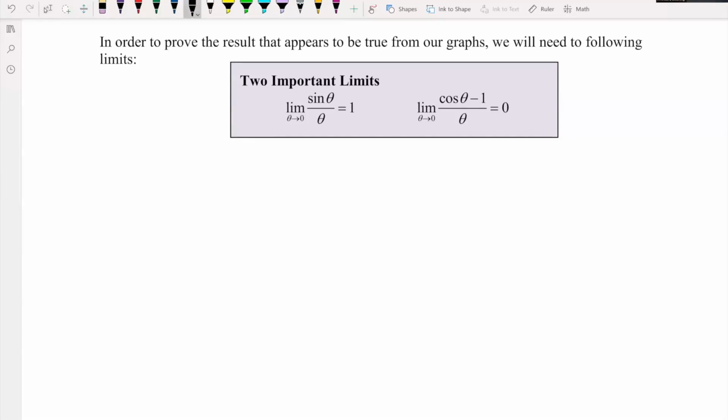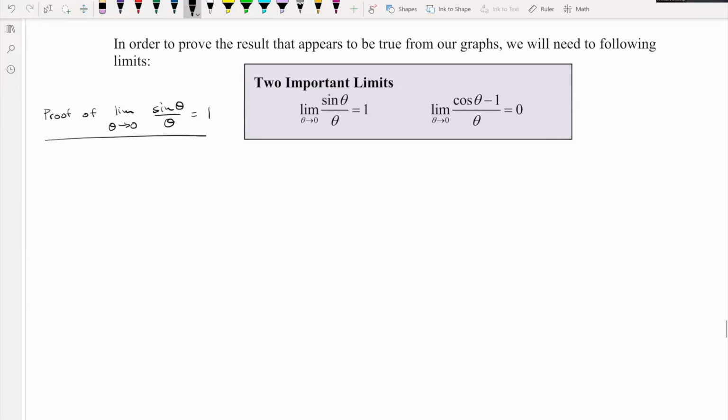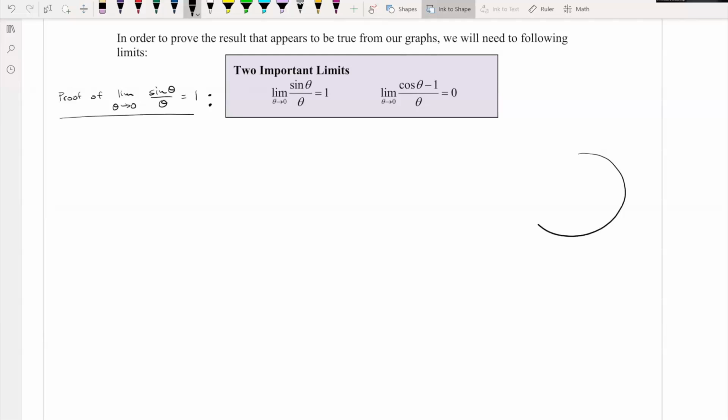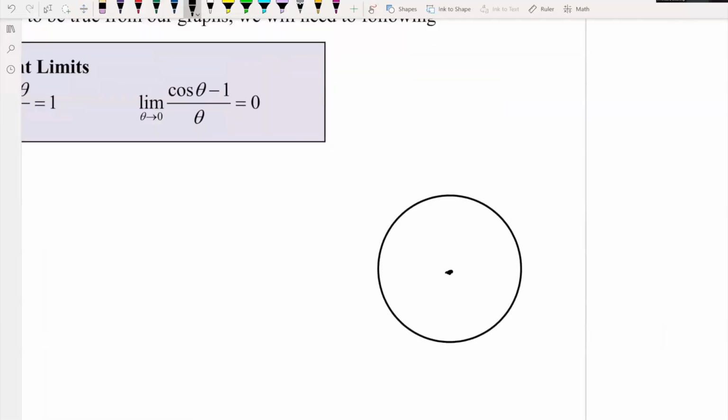But anyway, we're going to prove that the limit as theta goes to 0 of sine theta over theta equals 1. We're going to prove that. That's what's coming up right now. So to do this, we're going to start off with a circle. There's the center of the circle, sort of. There's a radius. I'm going to have a tangent line coming up like that and like that.